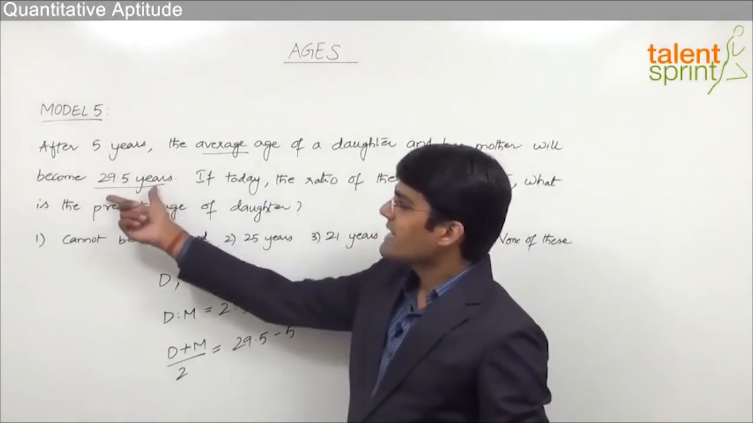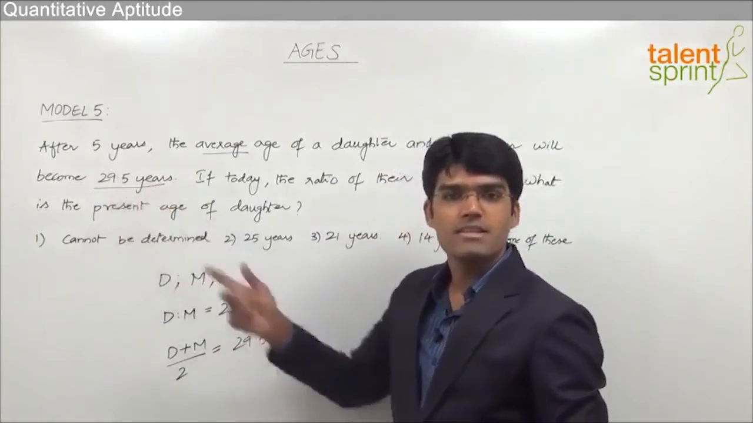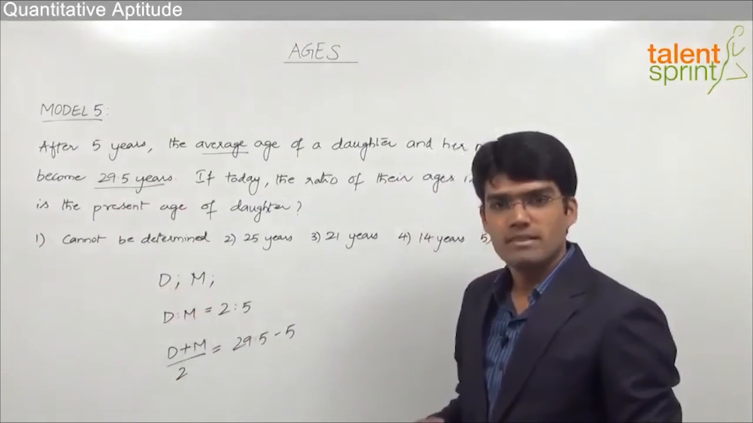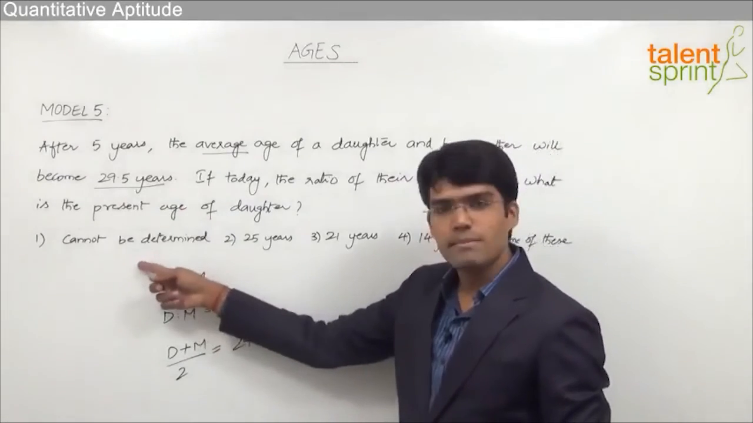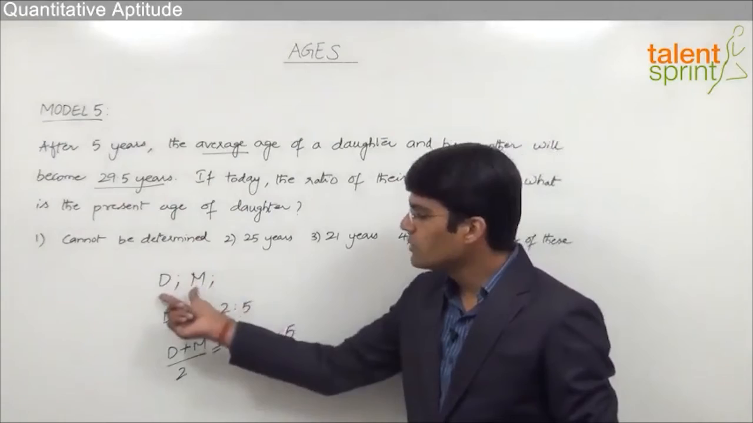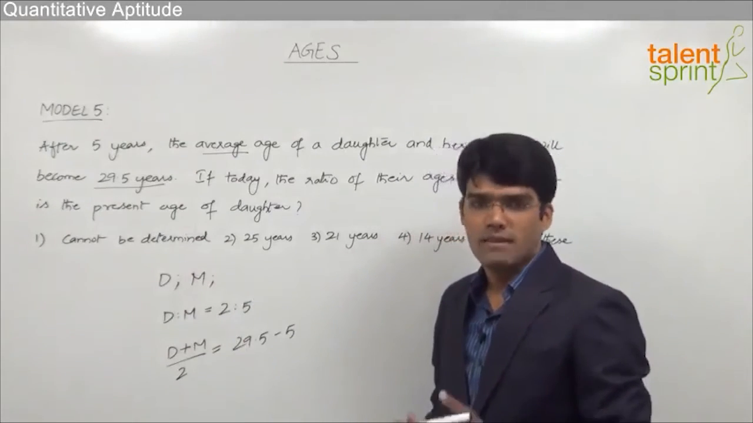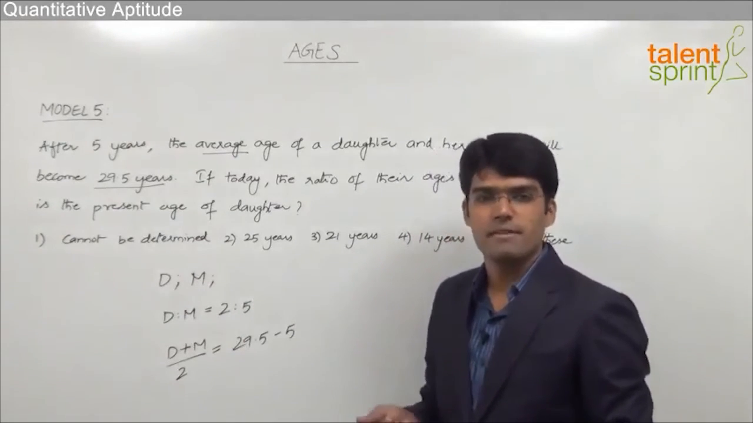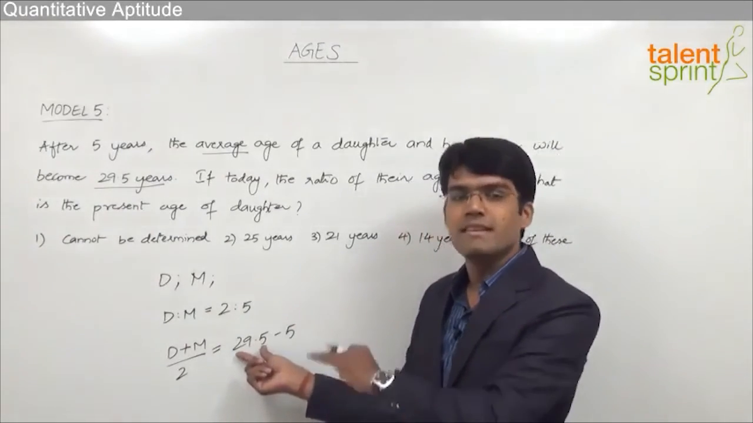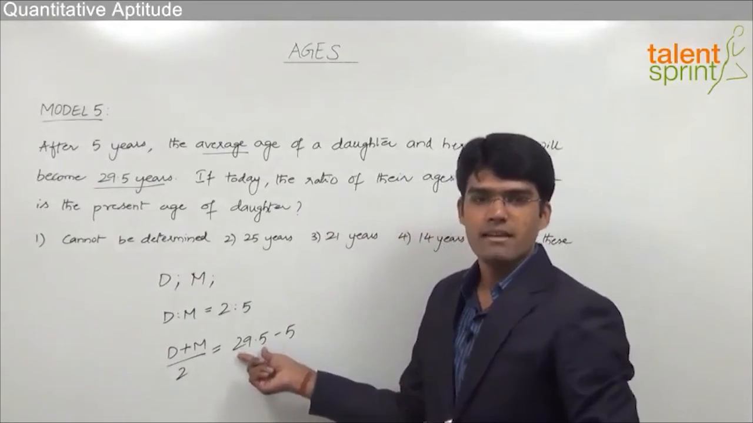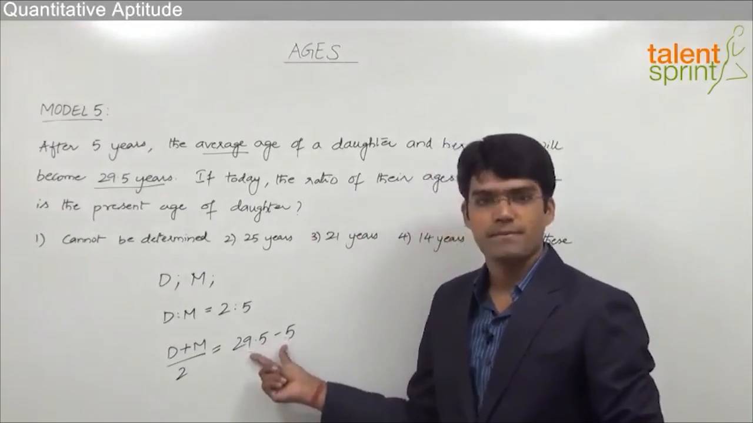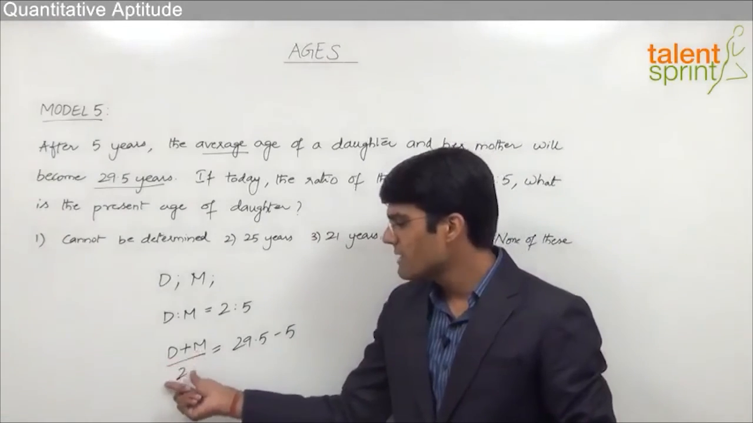Let us try to understand this once again. See, the question says after 5 years, the average age is 29.5. The present ages are D and M. So after 5 years, D will be D plus 5 and M will be M plus 5. That means both the values are increasing by 5. And we know that when both the values increase by 5, average will also increase by 5. So this 29.5 is an increased value. It is an increased average which has increased by 5 years. So to get the present average, we should subtract 5. And that present average is nothing but (D plus M) by 2.